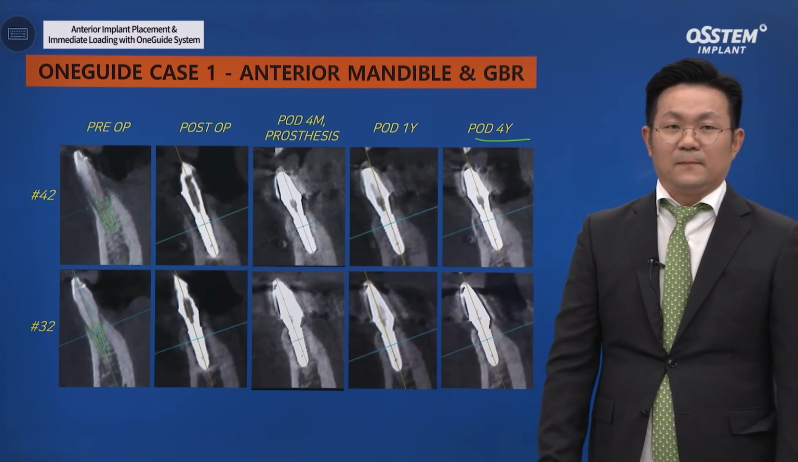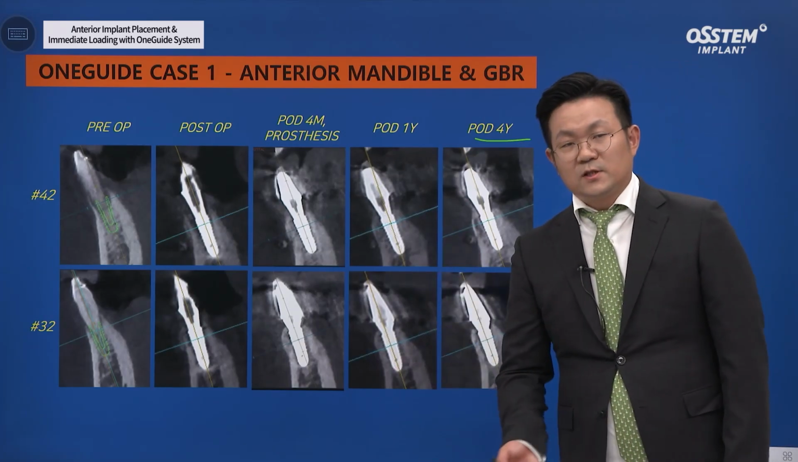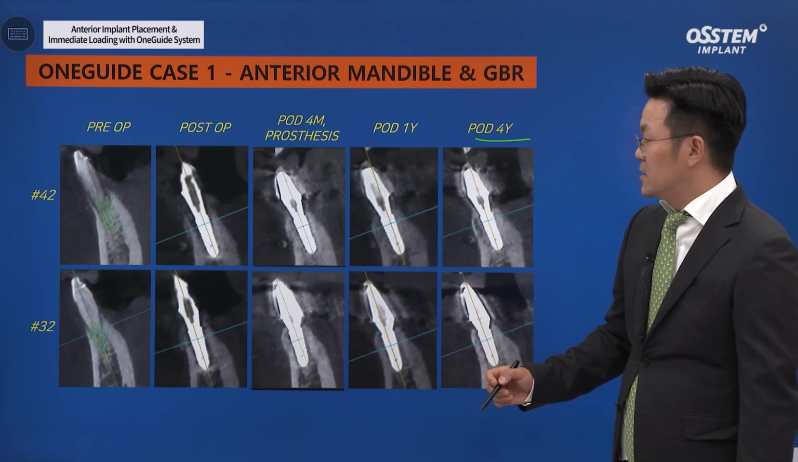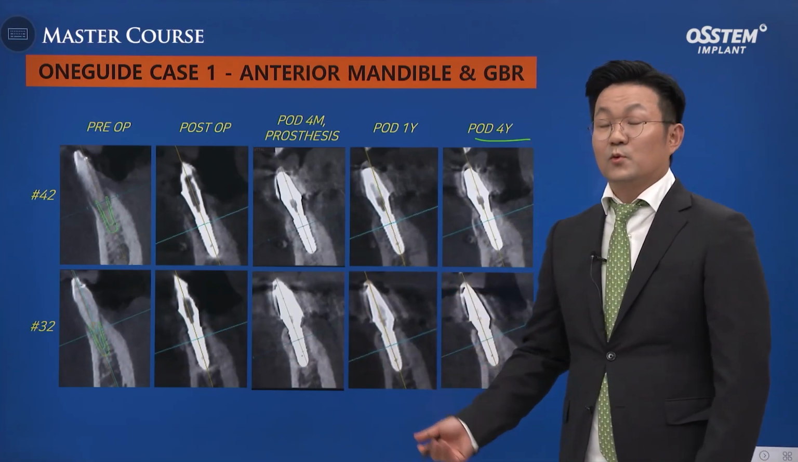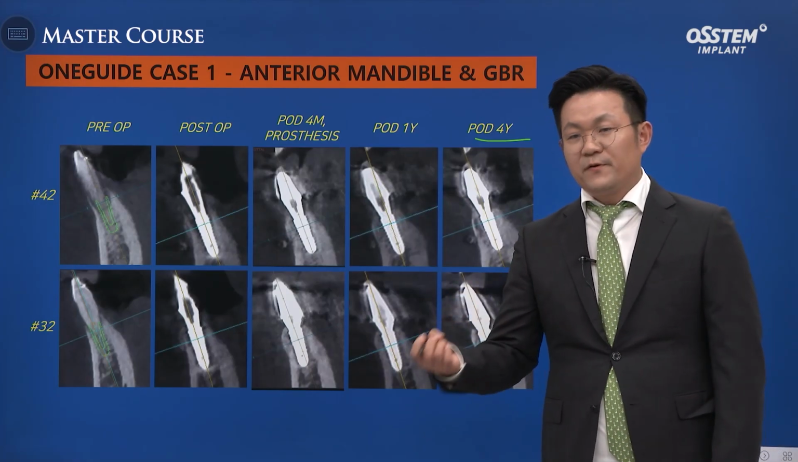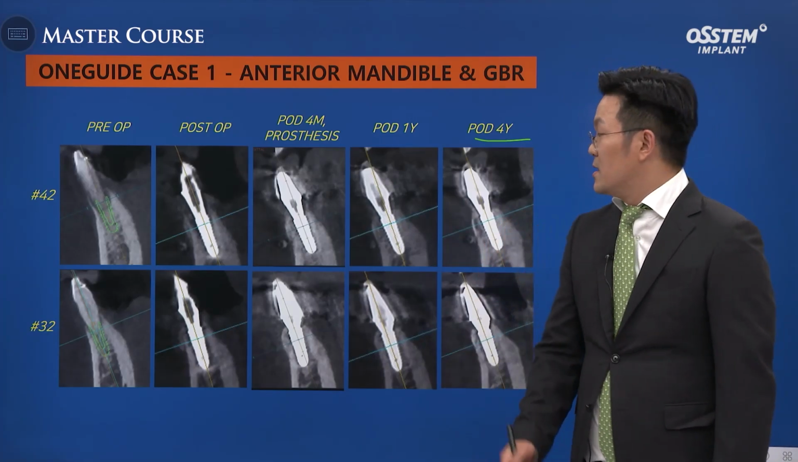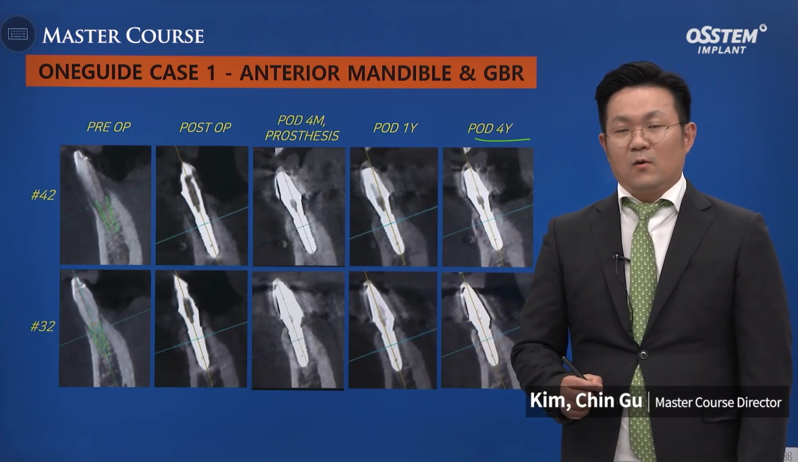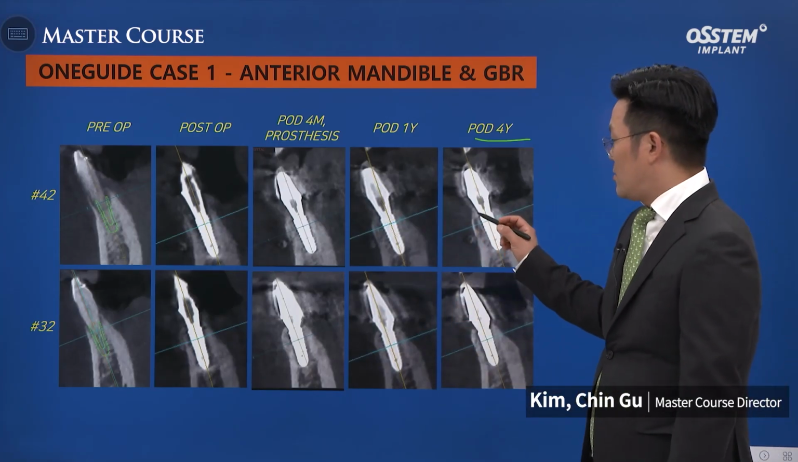So as you can see, in the anterior mandible when doing GBR, be mindful of bone resorption and do sufficient GBR. Use the OneGuide system or one-feet abutment, and use a provisional crown together for aesthetics and healing afterwards, and for maintaining the biological buccal bone form. I think it's all helpful.